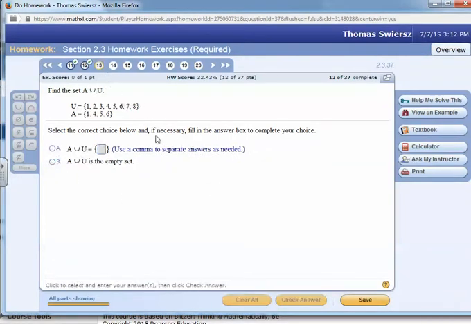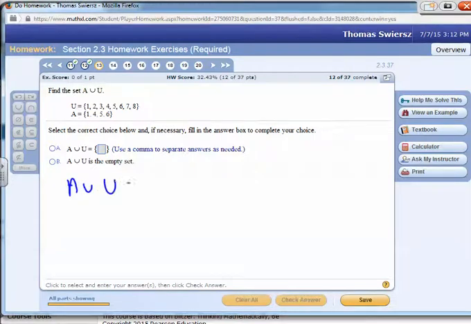All right, let's go to number 13. A union the universal set. U stands for universal, so A union universal. Now A is 1, 4, 5, 6. Union to universal is what? 1, 2, 3, all the way up to 8, right?